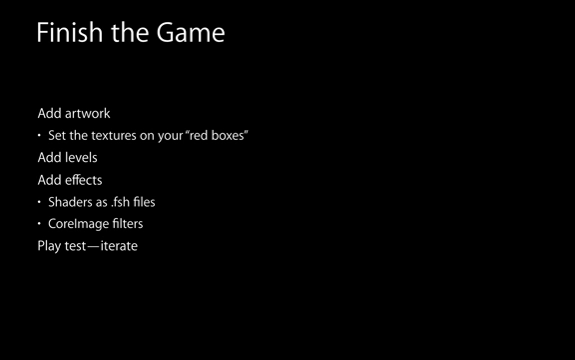So, finish the game. That's totally up to you, of course. Add the artwork. You can then replace the textures on your red boxes, because hopefully your artist has delivered them at the right size. Add the levels that you need, which should be easy if you followed all the points. Add any effects. Norman showed you how easy it is to add shaders to things. You can also use core image filters on your effect nodes to add that special image post-processing effects. And then, of course, play, test, iterate.